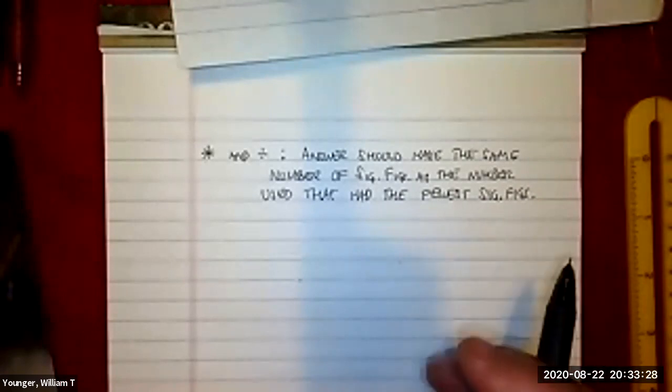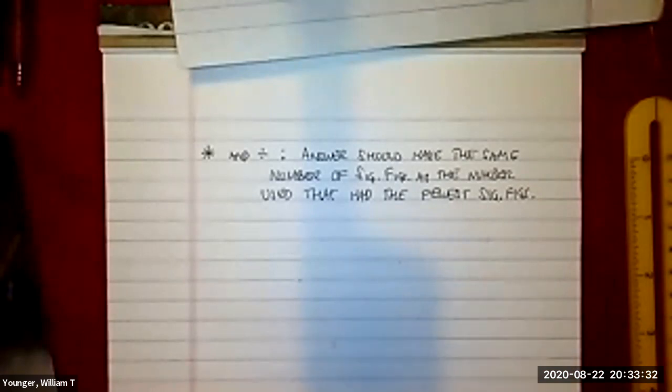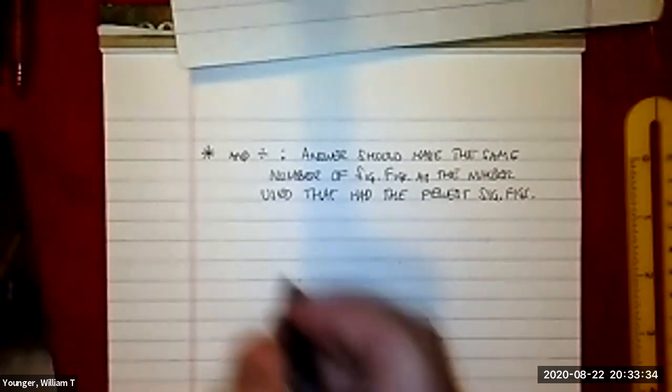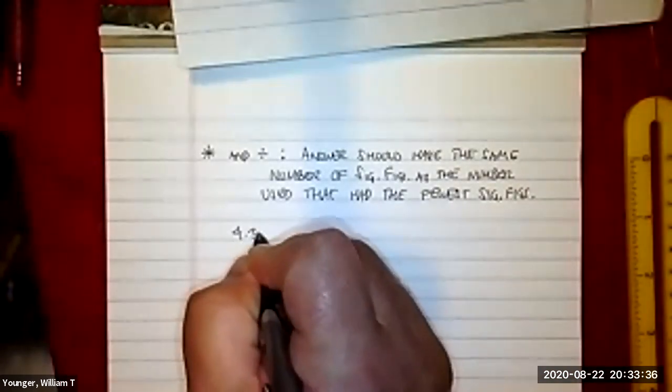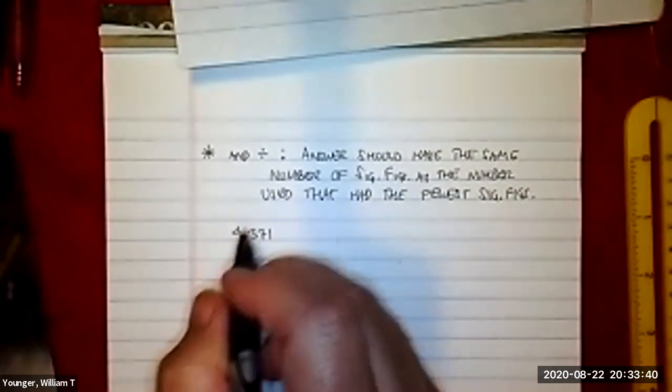But what about when you actually are adding two numbers, say? What do you do then? Let's say we're adding 4.371, and at the same time, we're going to add that to 302.5.